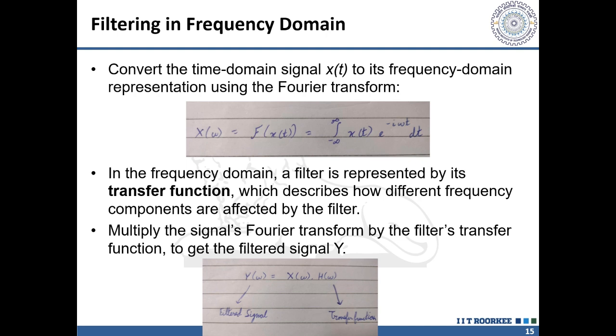To apply filters, we'll first convert our time domain signal into the frequency domain using the Fourier transform. And the filter itself is represented as a transfer function, which is H omega. We just multiply our function in the frequency domain by this transfer function to get ourselves a filtered signal. This filtered signal is called Y omega.